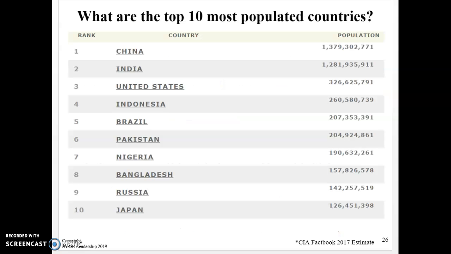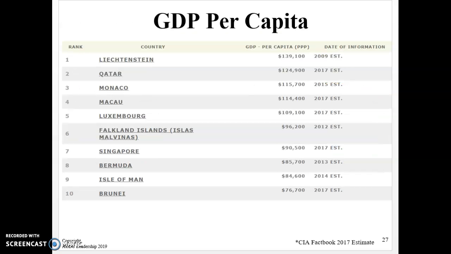So this right here is the 10 most populated countries. I know, shock and awe, you don't see any countries you recognize up there. I'm also going to point out China and India are 4 times our size. And when we look at the GDP per capita in the first 10 countries, none of those 3 countries make it to the top of the list.